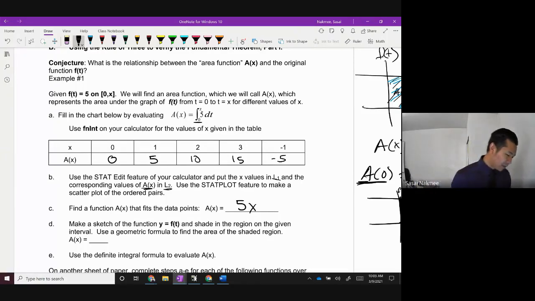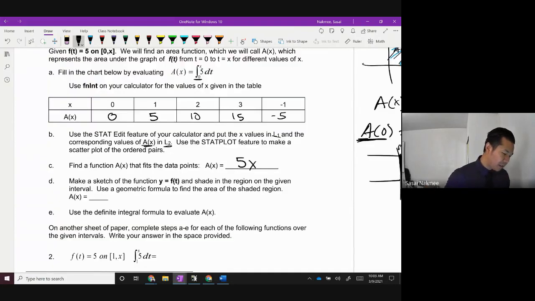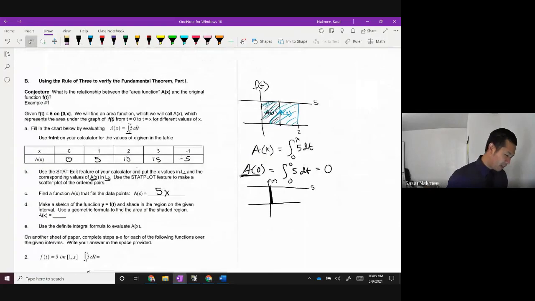Now, check this out. Let's make a sketch of the function y is equal to f of t, right? So I already did that. That's this guy right here. Let's erase all of that. Y is equal to f of t, right? So there's my sketch. Okay? Shade the region on the given interval, use a geometric formula to find the area of the shaded region for a of x.